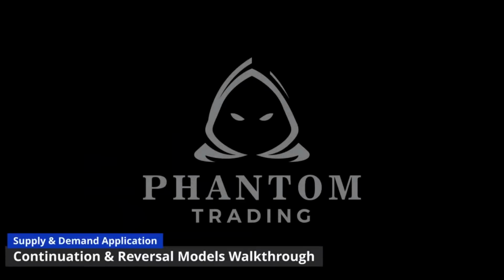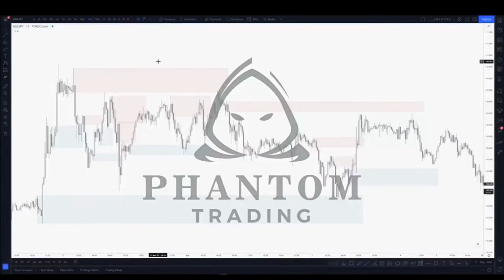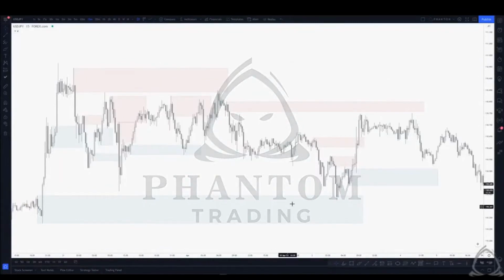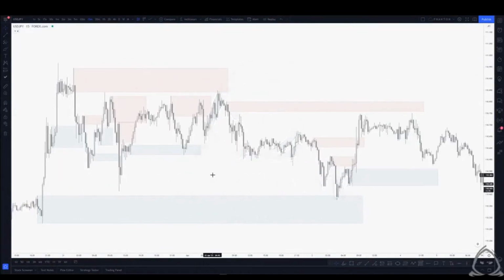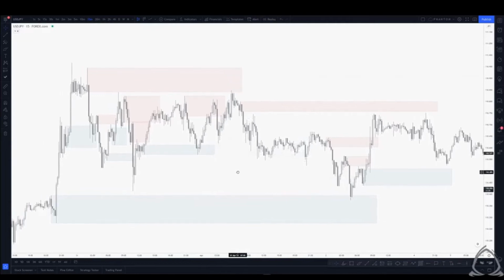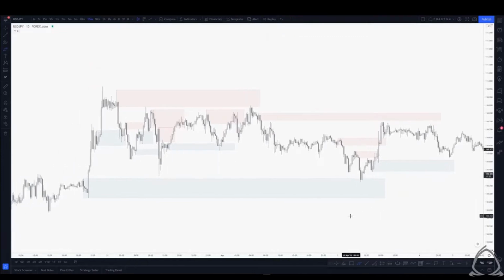Now let's refer back to our original example that we were using in video number 1. And instead of just focusing on mapping zones, let's break down which model of the supply and demand zones we've mapped out, whether it be continuation or reversal and so on and so forth. So what we'll do is start on the left side and work our way to the right based on the zones that we mapped in the prior video.